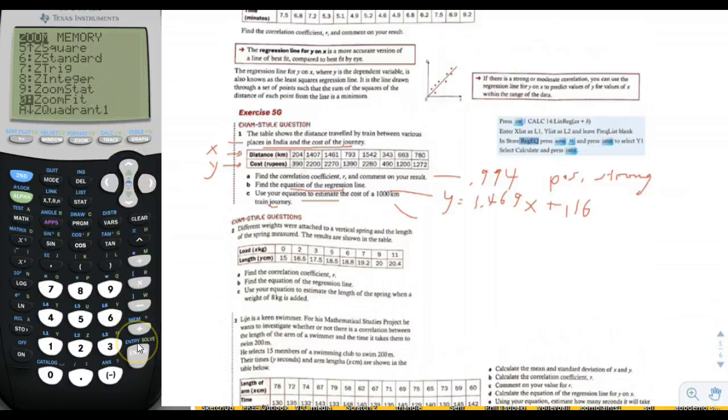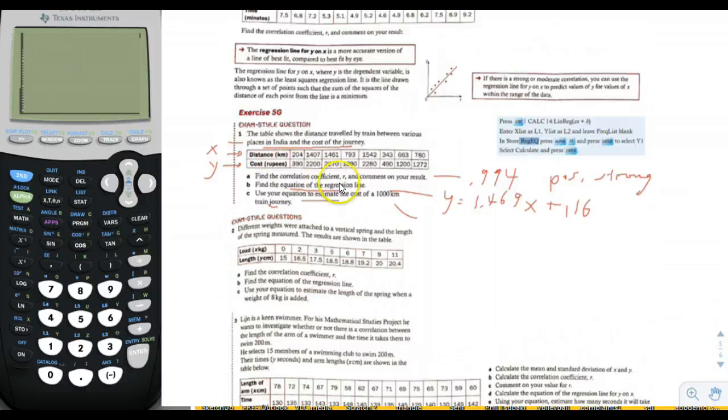And you don't have to graph it, but okay. So there's my line, and I'm going to use my line to estimate the cost of a 1,000-kilometer train journey. And I think that I need to make it much wider than this to see where the 1,000-kilometer train journey is, because this is probably only like 10 here. So I'm going to change the window, and I'm going to change the X max to like 1,200. Now I'm going to graph it again.